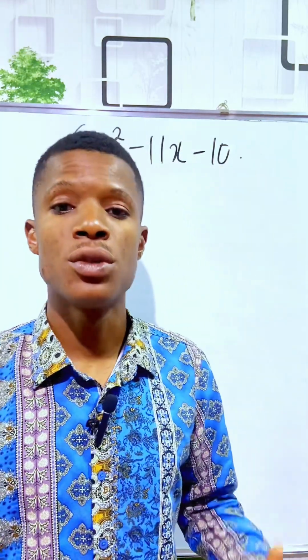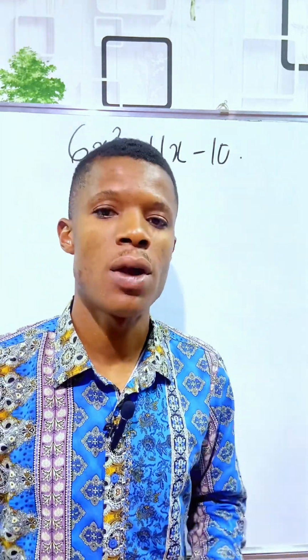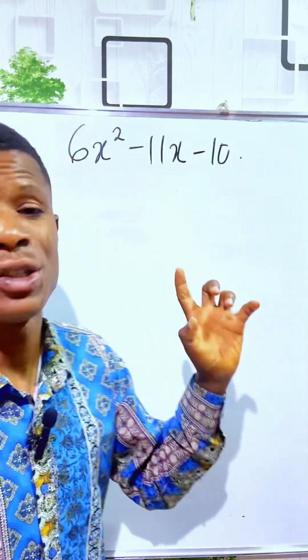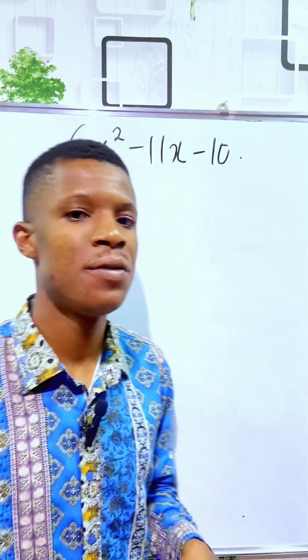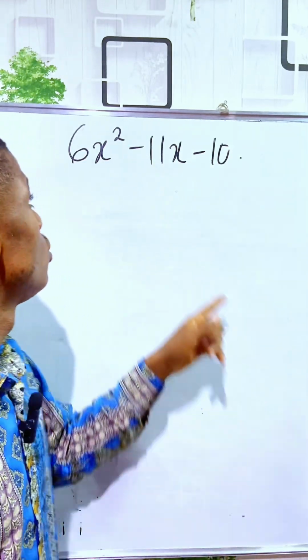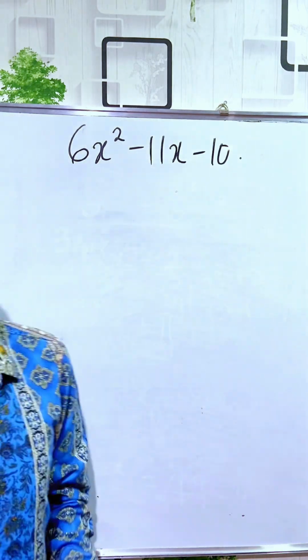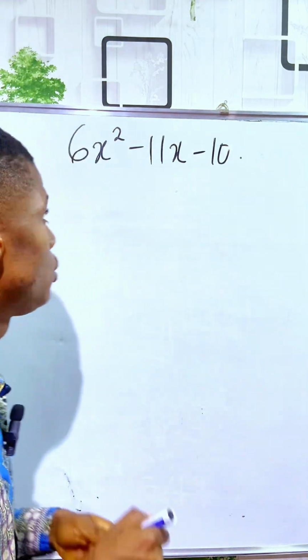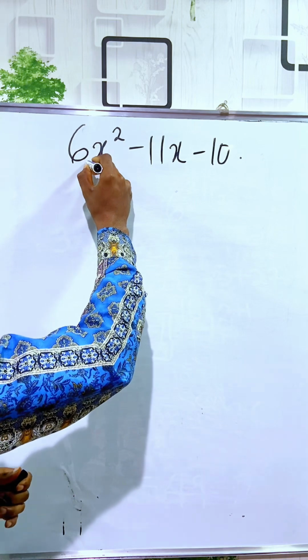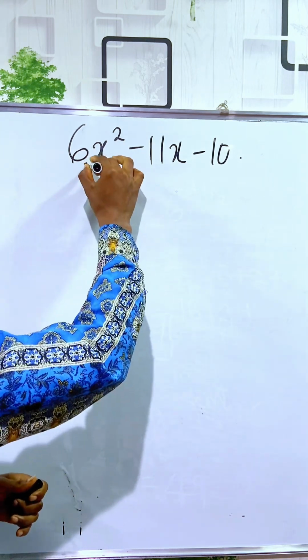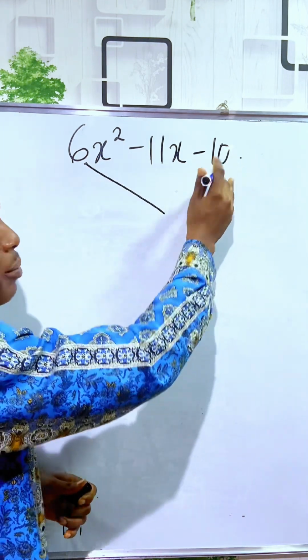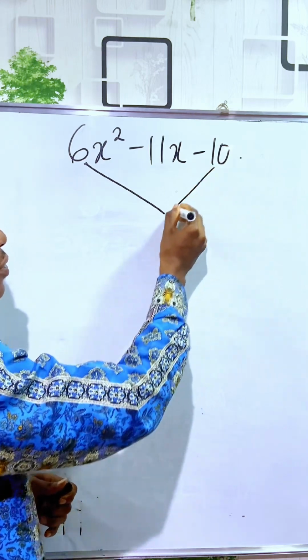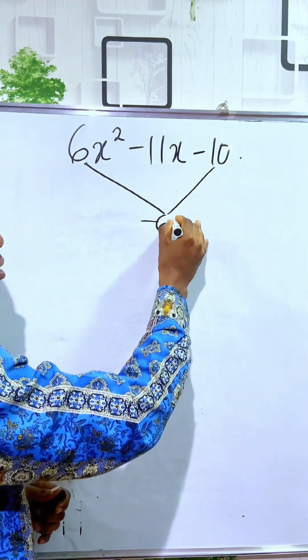What are you going to do when you are told to factorize a quadratic expression where the leading coefficient is more than 1? The leading coefficient here is 6. What you are going to do is multiply the coefficient of x squared, which is 6, by the last term, which is minus 10. If you multiply it, you have minus 60.